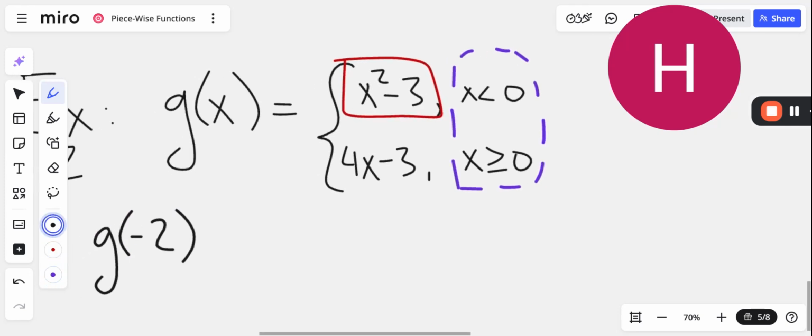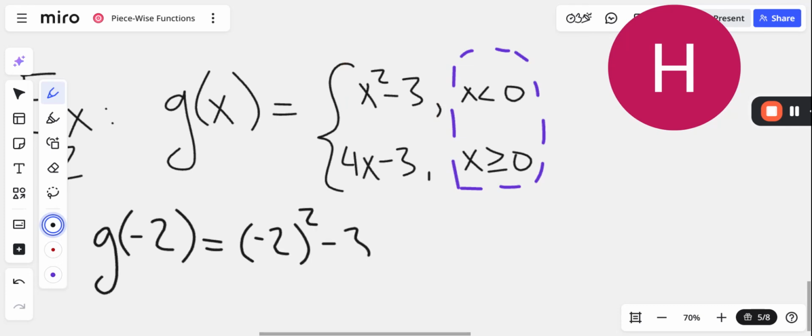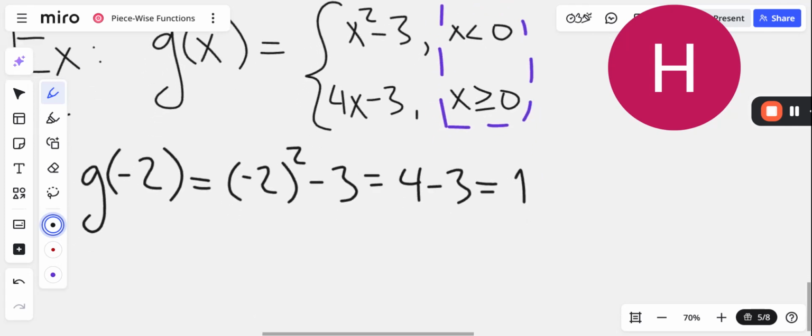After you've determined that, it really is incredibly straightforward, just like how you've been evaluating functions thus far. We're just going to make sure we're plugging it into the correct piece. That's negative 2 squared minus 3, which is 4 minus 3, or 1. Okay, not too bad. And then let's try g of 0.